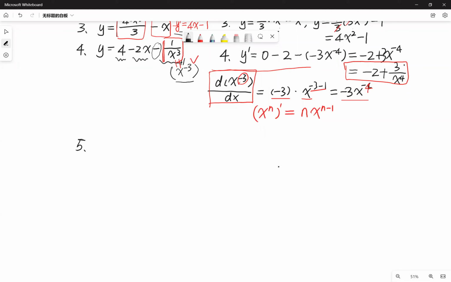The fifth one, y equals e to the power x times sin x. You can write it on your paper. Yeah, which formula did we use, Laoshi? x squared plus 2x, minus 2x, plus 2.